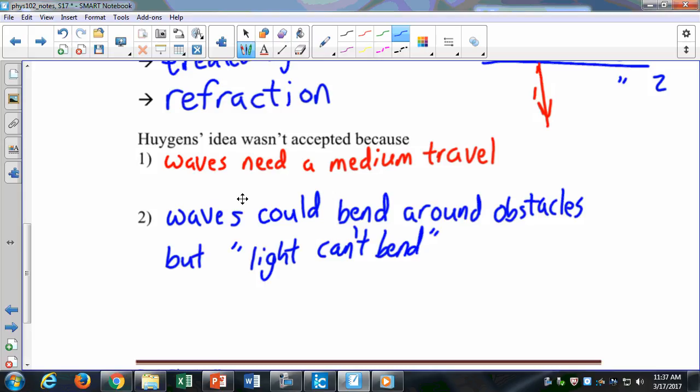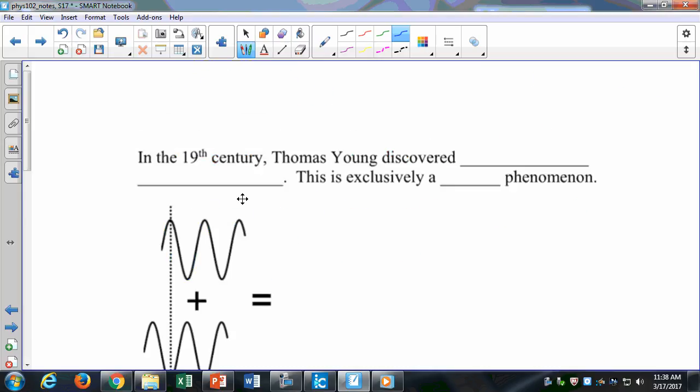So for a long, long time, people said, oh, light's not a wave, it's a particle. In the 19th century, Thomas Young, he was my great-great-uncle. Great-great-great-uncle. No, I don't know. I think he was in England, so not related.